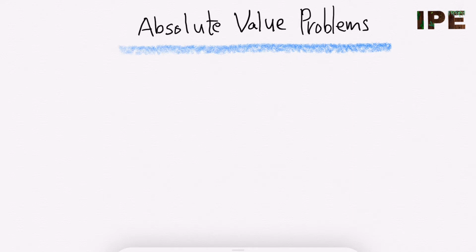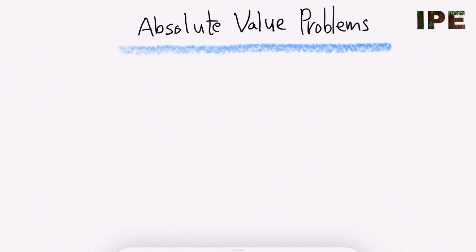Today's topic is absolute value problems. In the SAT, there are three different types of absolute value problems. The first one is the definition of absolute value. The second one is equations with absolute value. The last one is inequalities with absolute value. Let's start with the definition of absolute value.